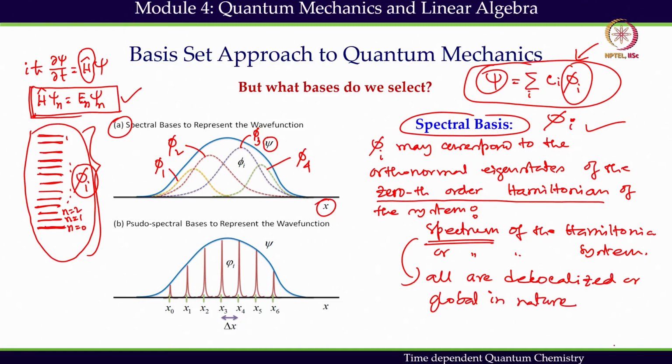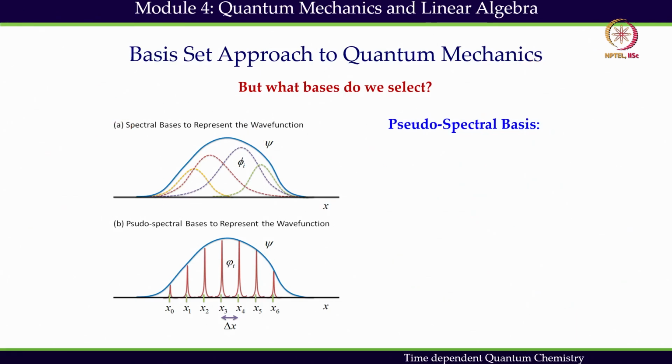This is the property of the spectral basis. The spectral basis comes directly from the system's own spectrum, its own eigenstates, and based on those eigenstates we can represent this. So, this is one way to represent the total wave function.